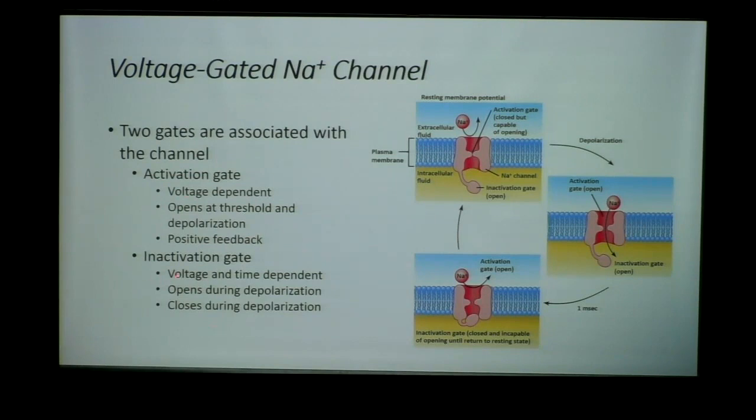Inactivation gates, however, are voltage and time dependent, right? So they have two signals that they are responding to, a voltage signal and then a delayed time signal. They are open and closed during depolarization. And so the take-home message with this bit is that two signals are sent at that depolarizing threshold, to open, but also to close, okay?